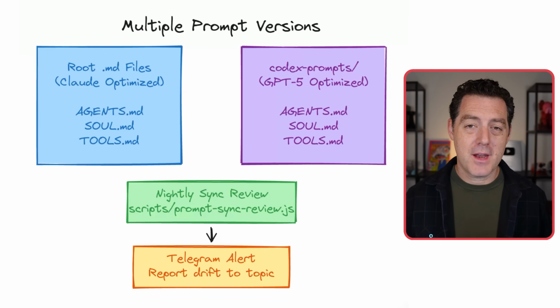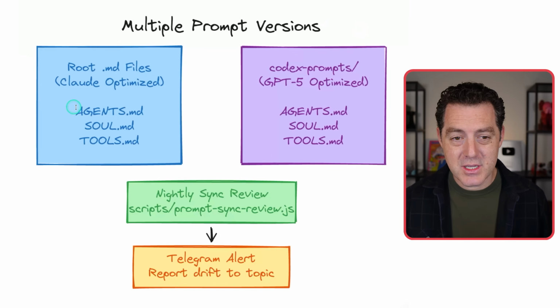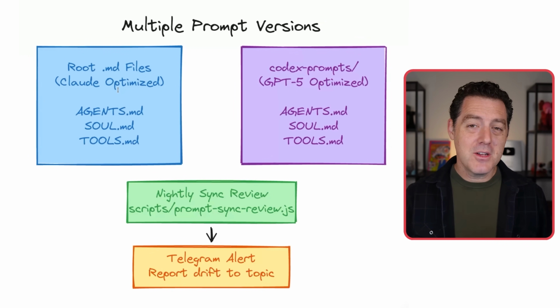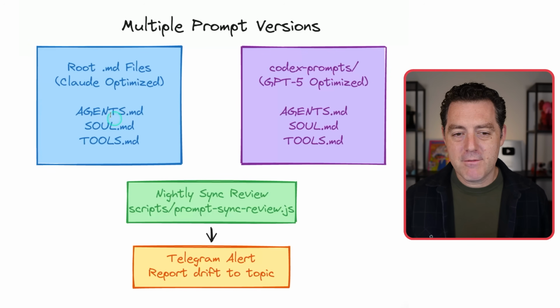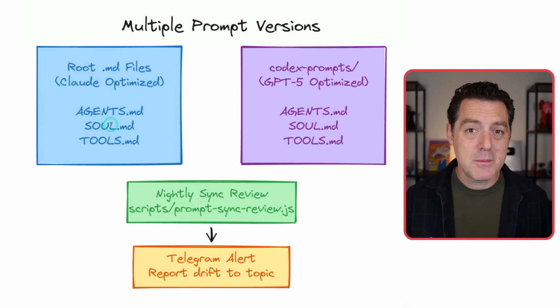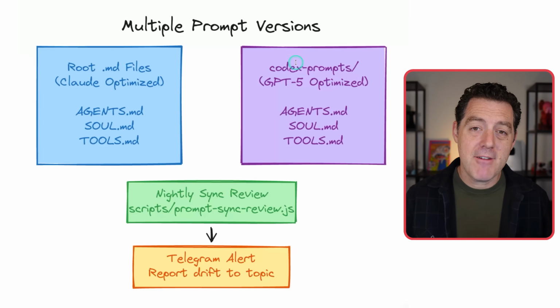I told my OpenClaw that I want to have two versions of the prompts. I have what's in the root, so that's what you're seeing here. This is optimized for Claude. That is still my go-to model, and I will explain how I got around the OAuth ban issue. So I have all of my markdown files, not just these, all of them optimized for Claude. Then I have a separate folder for Codex optimized prompts, and this is all the same files.